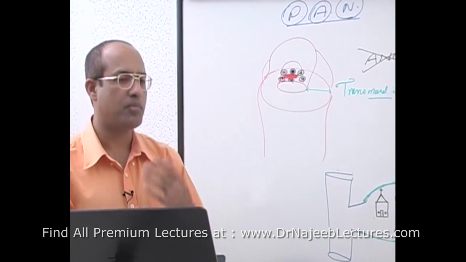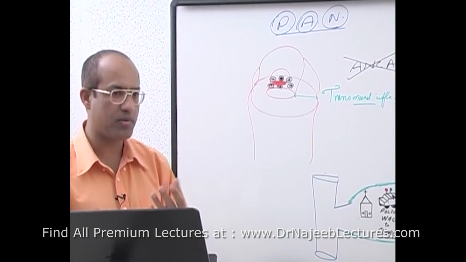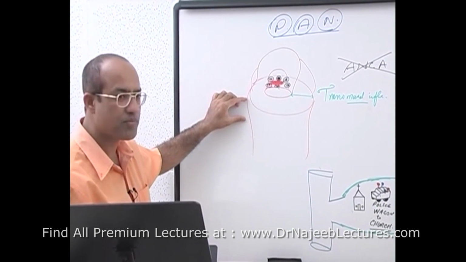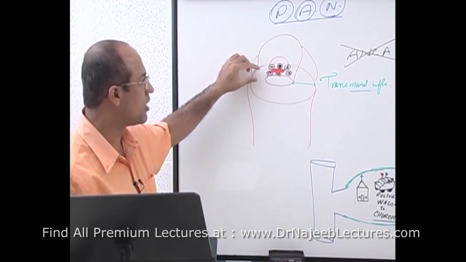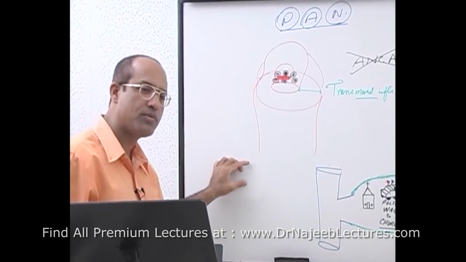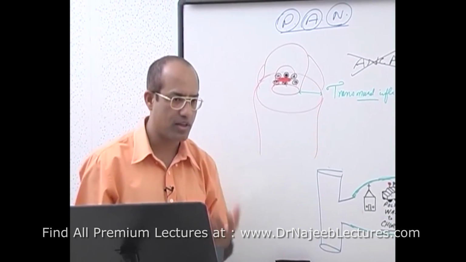So multiple arteries are inflamed segmentally. Segmentally means one piece of the artery is inflamed, circumferentially or only partially, while another piece is not inflamed, then another segment of the artery is inflamed.